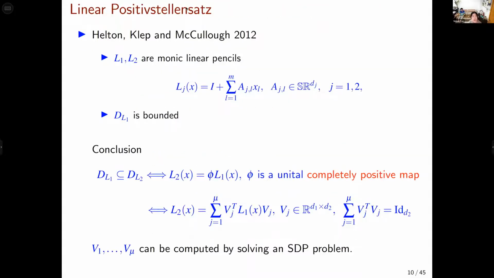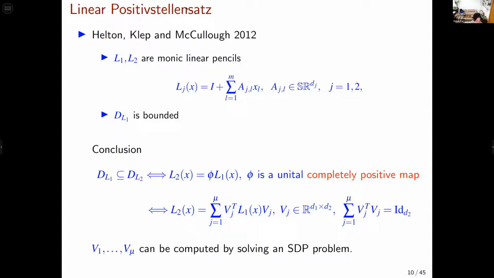And then we have the linear case. Helton, Klep, and McCullough in 2012 proved the linear positivstellensatz. That is, L1, L2 monic linear pencils. And we also assume the positivity domain of L1, D_L1, is bounded.